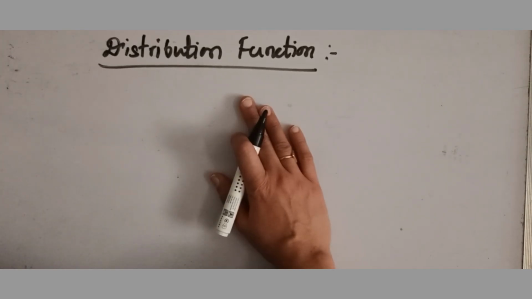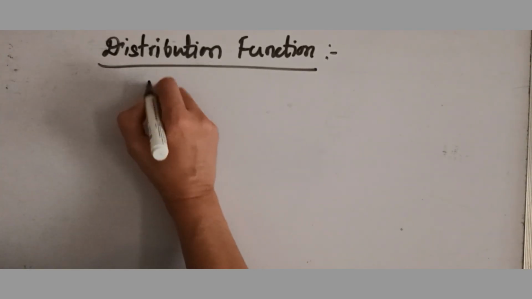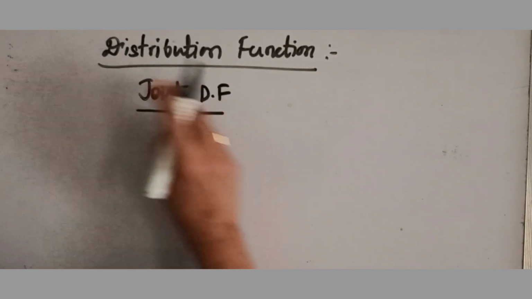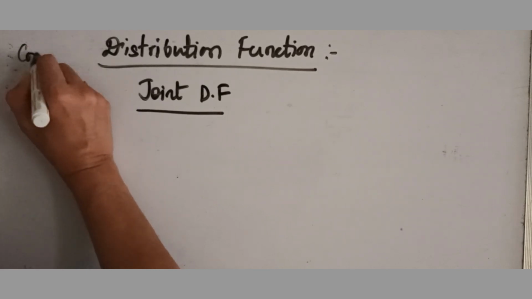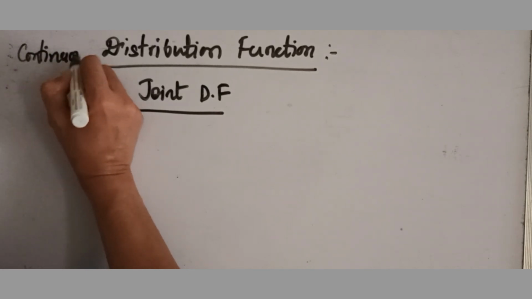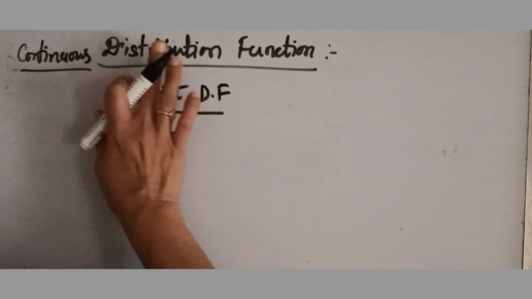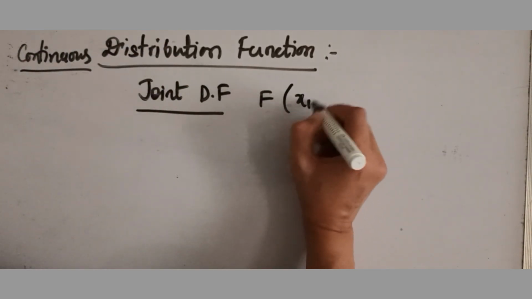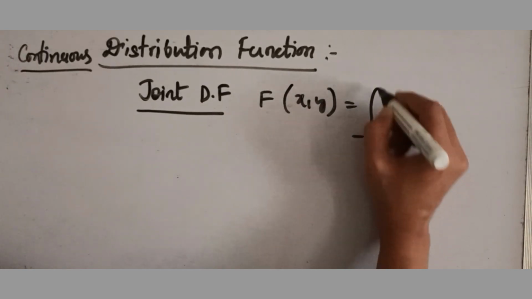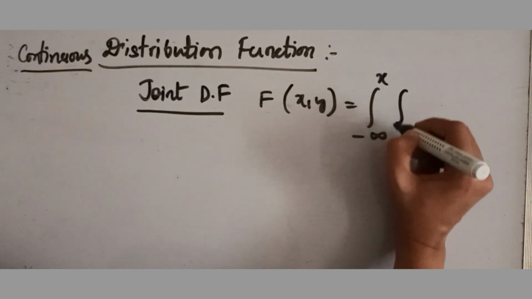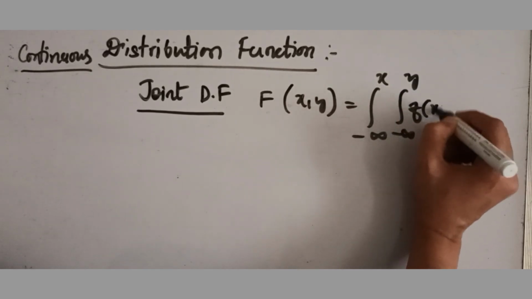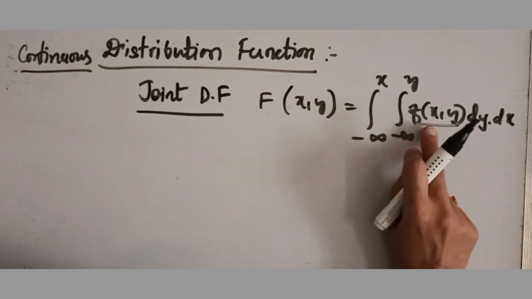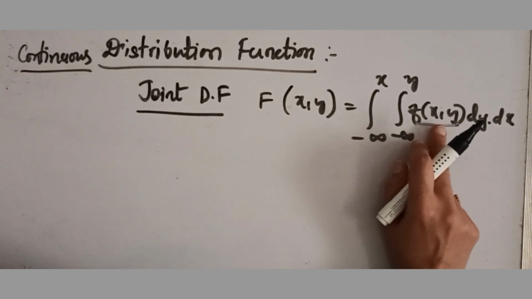Now I'll summarize these distribution functions. First, the joint distribution function, that is for continuous variables. I will not include continuous once again, here only I will write continuous bivariate distribution functions. So the joint distribution function is denoted as F of x comma y, which is integral from minus infinity to x, integral from minus infinity to y, f of x comma y into dy into dx. Here this is a joint probability density function.